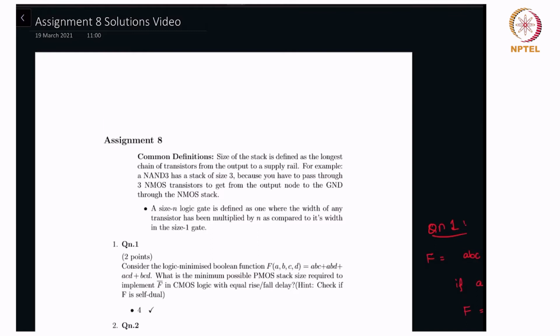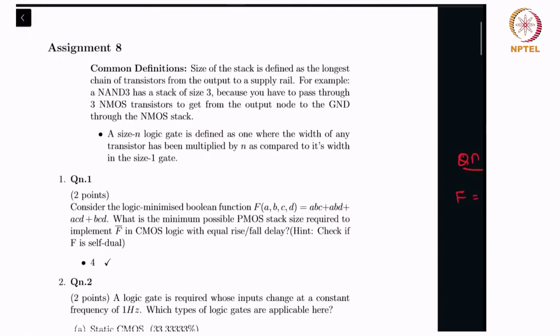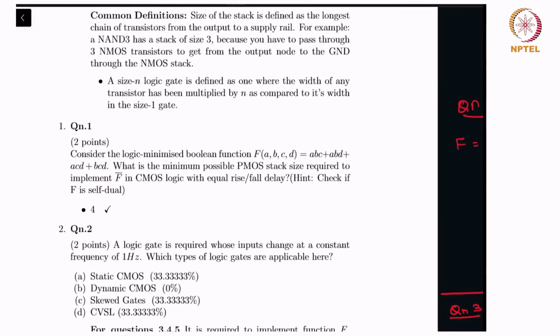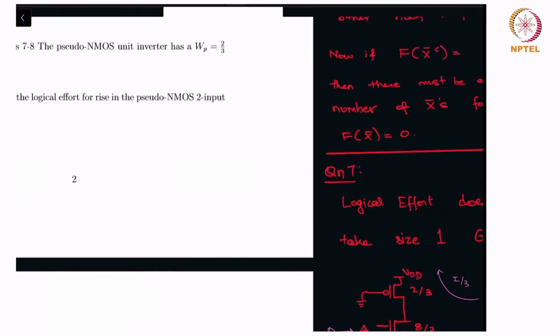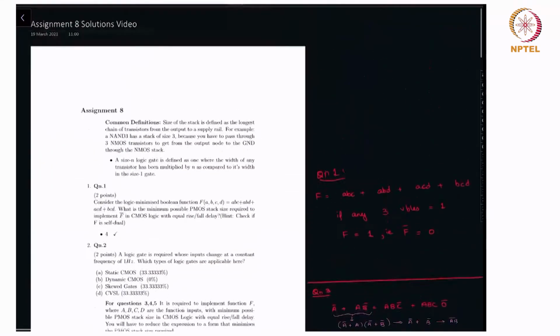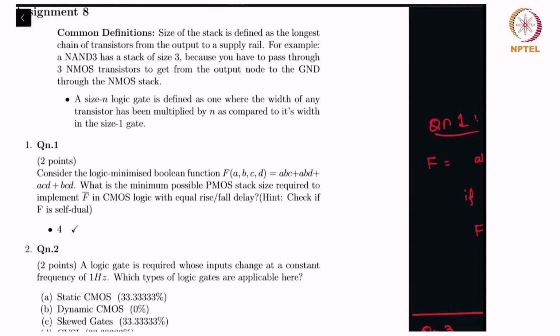This is the solutions video to assignment 8. Let's start with question 1. We are given a logic minimized Boolean function and asked to find out what the minimum possible CMOS stack size is in the implementation of f bar with equal rise and fall delay.